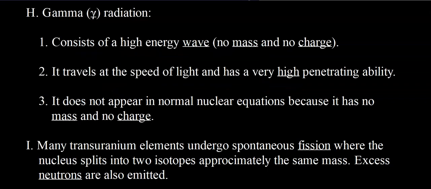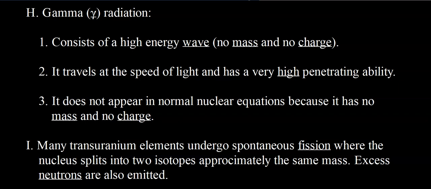All right, one more type of radioactive decay is known as gamma radiation or gamma emission. Gamma rays consist of high energy waves. So it's a form of electromagnetic radiation, like ultraviolet light and visible light. We have gamma rays or gamma radiation. Gamma rays, because they're a form of electromagnetic radiation, have no mass and no charge. So they don't result in a change in the composition of the nucleus like the other decay processes do. Gamma rays travel at the speed of light and have an extremely high penetrating ability.